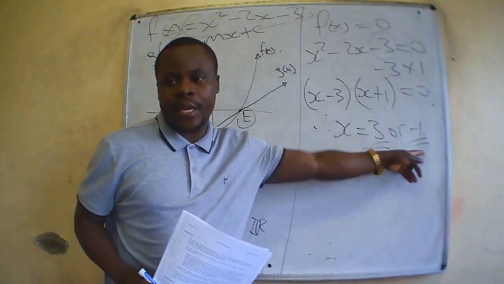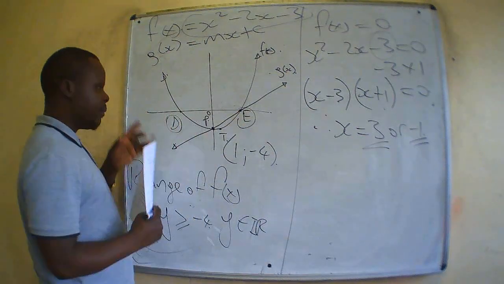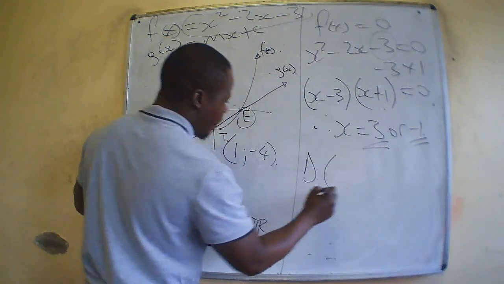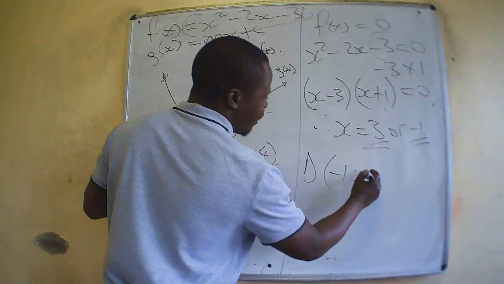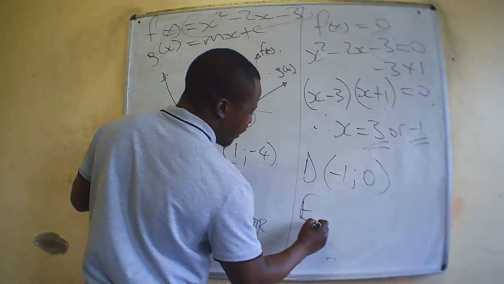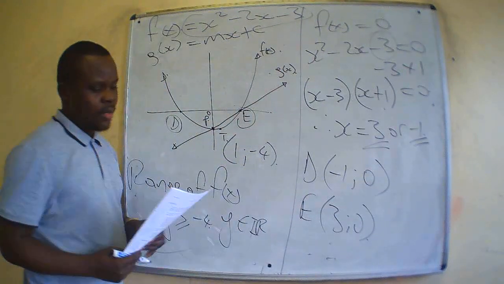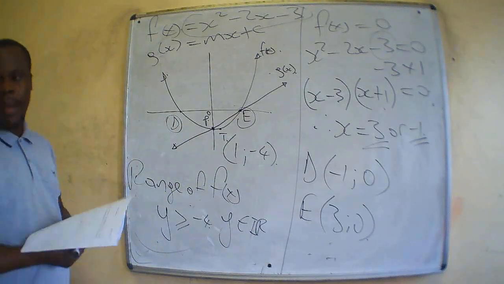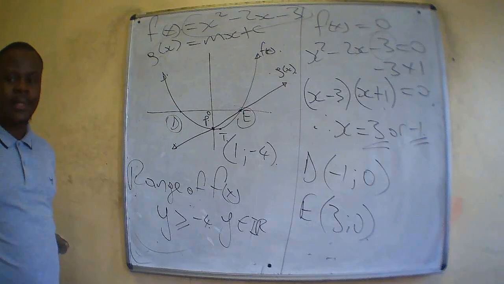So these are the x values. x is equal to 3 or x is equal to -1. That means the coordinates of D, on the negative side, are (-1, 0). And the coordinates of E are (3, 0). So this is how we determine x-intercepts.